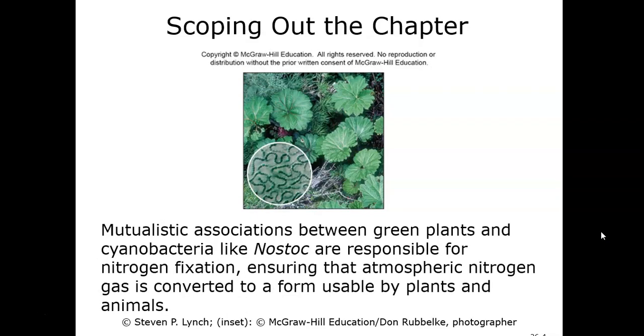We'll also talk about these mutualistic relationships. And if you remember, mutualism means that both parties receive a benefit from that association. So we talk a lot about things like green plants and cyanobacteria that are supporting each other in a process called nitrogen fixation. And nitrogen fixation is a process where nitrogen from the atmosphere is converted into forms that are usable by not only plants, but animals.